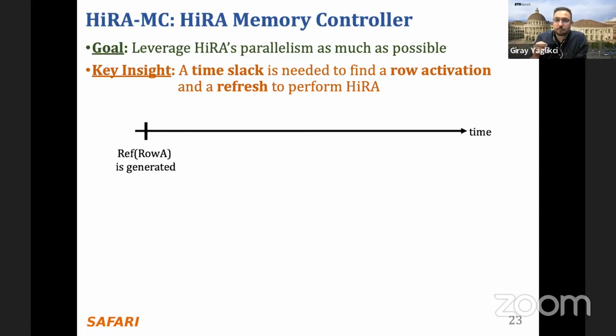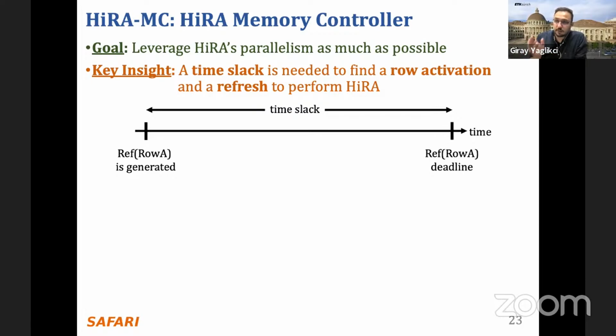Let's say you need to refresh a row A, and this refresh request is generated at this point in time. What we do in this mechanism is generate these refresh requests with a time slack earlier than when they need to be performed. So there is a time slack between when the request is generated and its deadline, the time by which we need to perform the refresh operation for ensuring reliability. And during this time slack, the memory controller can activate multiple rows.